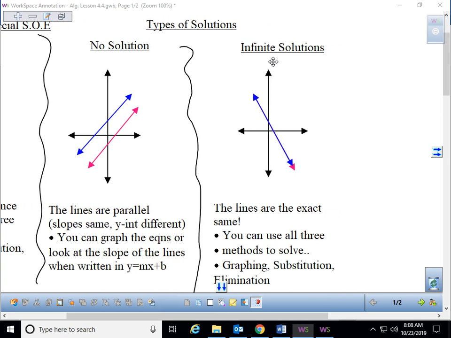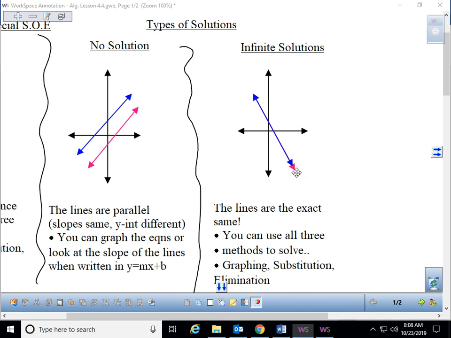The last type of solution we have is an infinite solution. Now, if you remember way back in Chapter 1, an infinite solution is when we solved an equation and we got something that was always true, like 4 equals 4. That's definitely true. There's no argument. If I have $4 in my hand, I have $4 in my hand. You can't argue with that. What that means with a system of equations is that the 2 lines are actually the same exact thing.